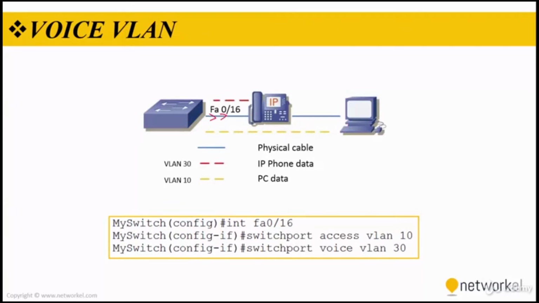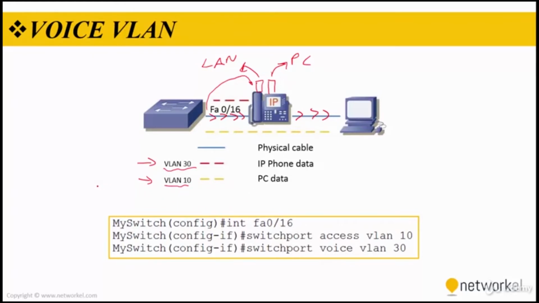As you can see in our figure, just one cable is coming to the IP phone, and the IP phone has two ports. The first port is the local area network port, into which we plug the cable coming from the switch, and the other port is connected to the PC, and that port is known as the PC port. And we are using different VLANs to carry data and voice traffic. In this example, we are using VLAN 30 and VLAN 10. VLAN 30 is carrying the voice traffic and 10 is carrying the PC data.